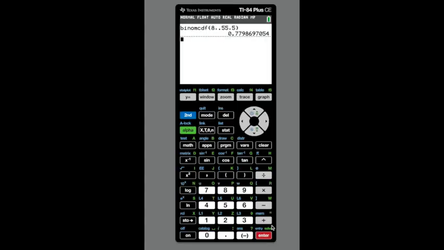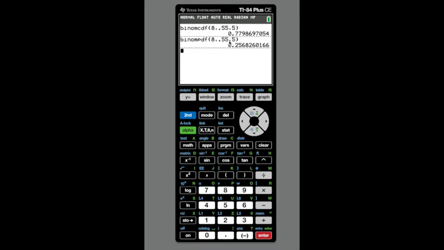So we're going to go to the same menu to access binomial PDF this time. I'm going to hit the second button and then the VARS button to access the distribution menu. And then I'm going to scroll down and look for binomial PDF. On mine, it's option A. So I'm going to choose enter. And then I'm going to put in all the same information. We've got 8 trials. My probability of success is 0.55, and my X value that I'm looking at is 5 successes. So then I'm going to go ahead and paste it and hit enter.